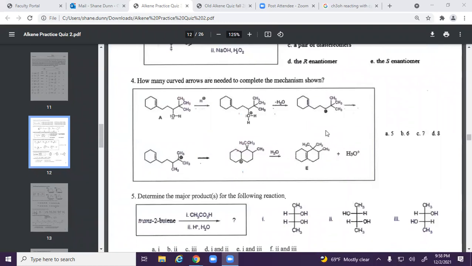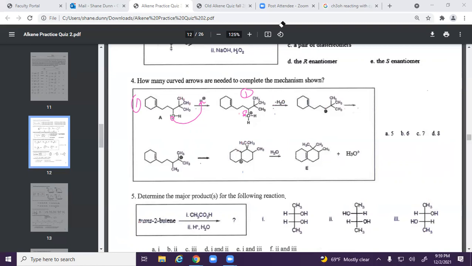How many curved arrows are needed to complete the mechanism below? Okay, so let's go on here. What's going on here is, boom, I see one arrow from A to B. I only see one movement of arrows. Anyone see anything else? Nope. So you make water as a product, which means you're going to break this bond. I also see one arrow. Correct? Which is what's going on here.